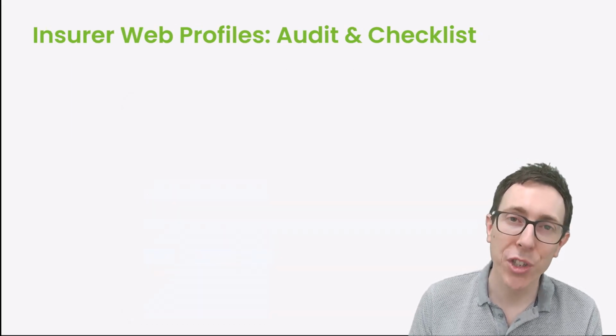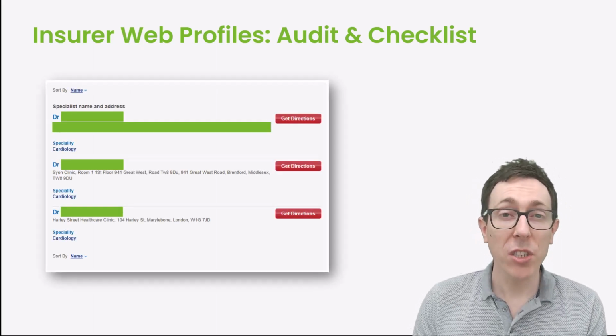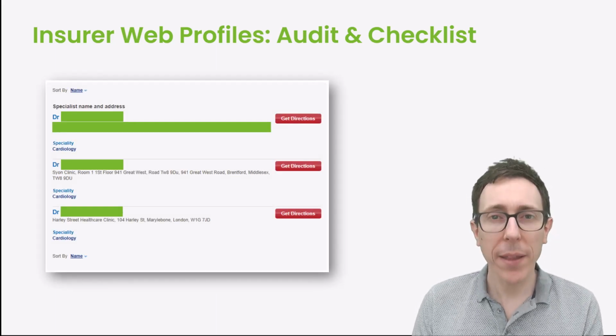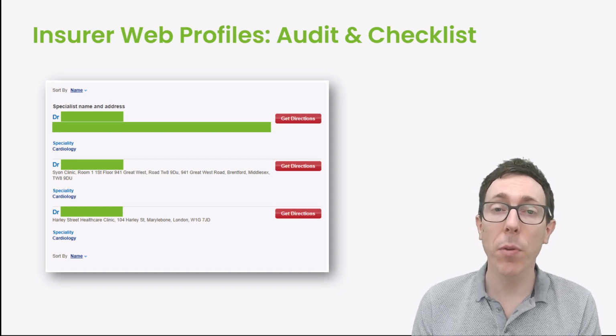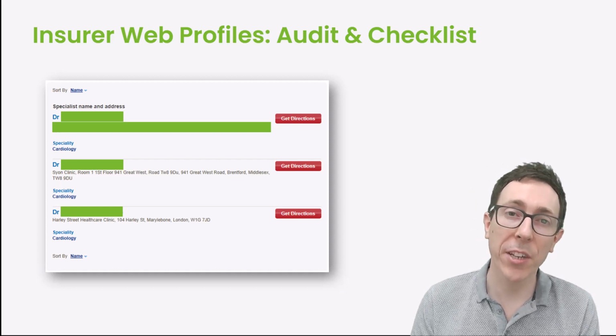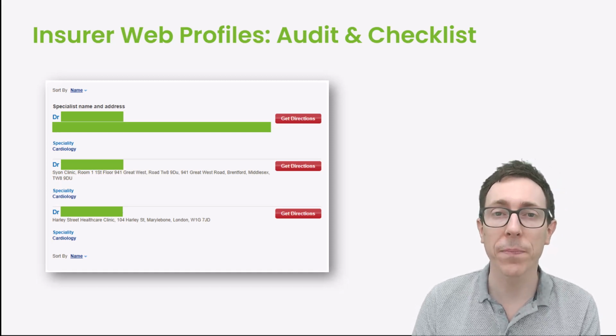So let's talk insurer web profiles. The AXA Health Specialist Search tool is pretty basic with little information in the listing, but you'll be surprised at how many times I've checked for a clinician and the list of locations is inaccurate or incomplete.